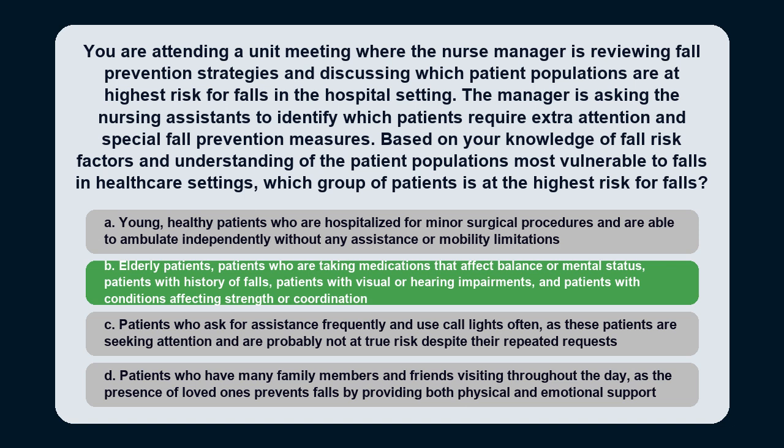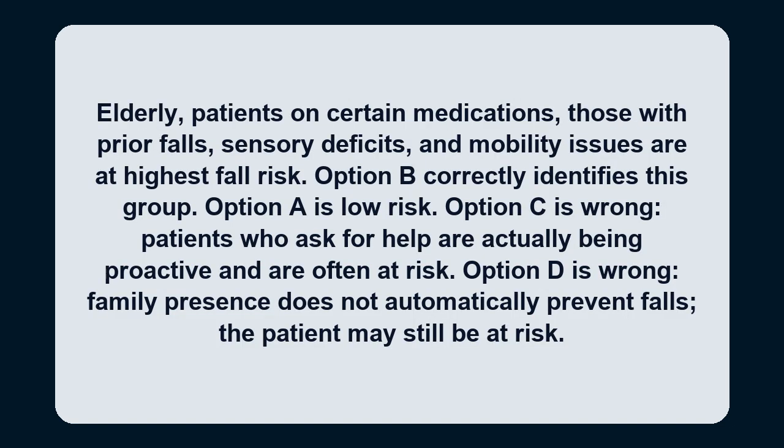The answer is B. Elderly, patients on certain medications, those with prior falls, sensory deficits, and mobility issues are at highest fall risk. Option B correctly identifies this group. Option A is low risk. Option C is wrong. Patients who ask for help are actually being proactive and are often at risk. Option D is wrong. Family presence does not automatically prevent falls. The patient may still be at risk.